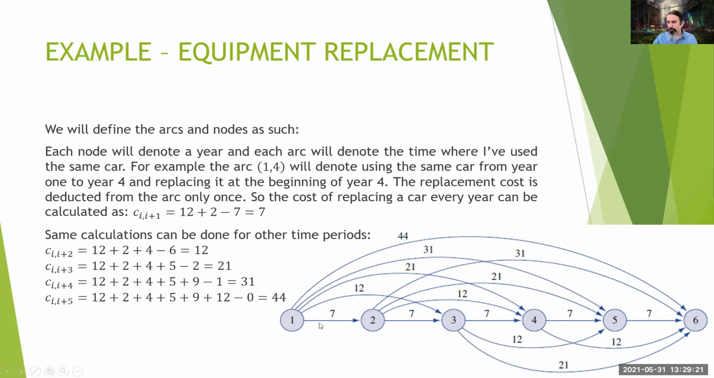I can go to 2 at a cost of 7, it doesn't really matter, it shouldn't have to be time anyways. So for 2, the minimum cost is 7. What about 3? Well, I can get there with 7 plus 7, 14, or with one jump, 12. I prefer 12 over here, so I'm going to write 12.